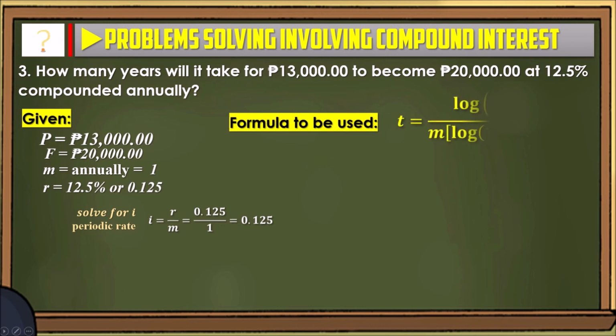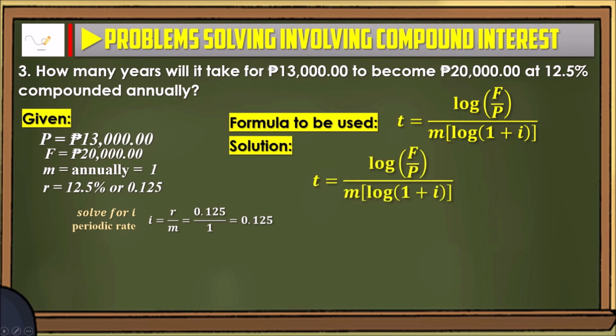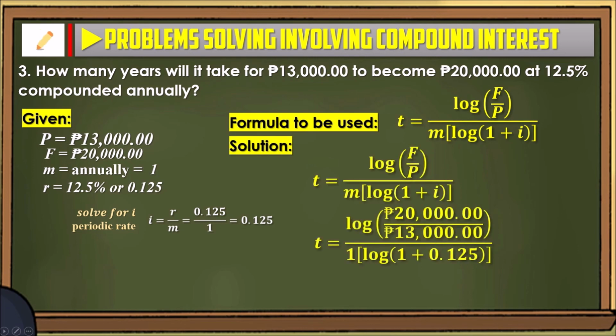Now, let us continue the solution. Use the formula in finding the time. Substitute the given to the formula. Now perform the operation. The final answer for time is 3.66 years.